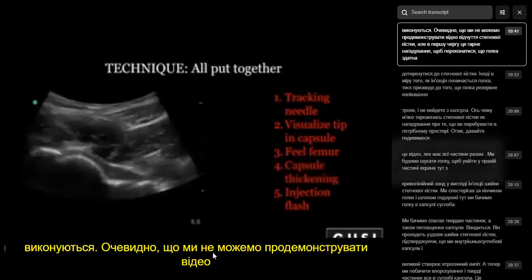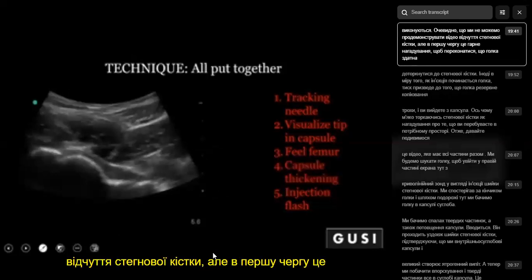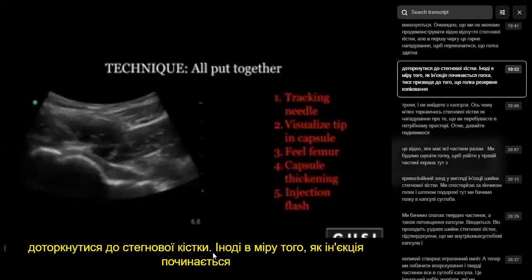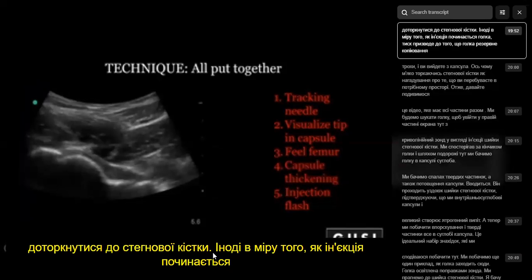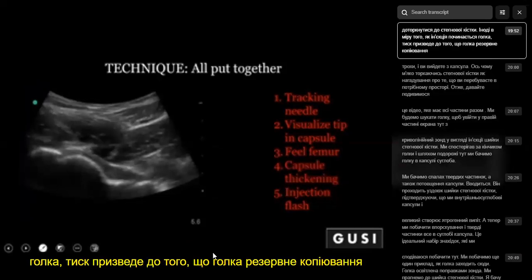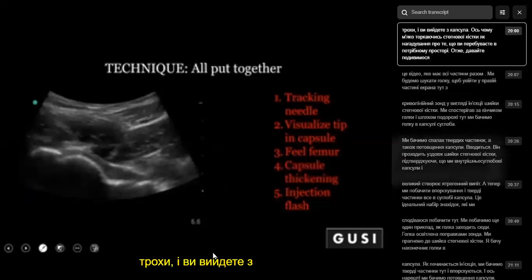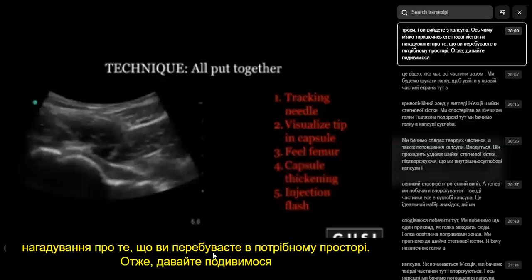Obviously we cannot demonstrate with the video the feel of the femur, but primarily it's a good reminder to make sure the needle is able to touch the femur. Sometimes as the injection begins, the needle pressure will cause the needle to back up a little bit and you'll come out of the capsule. That's why gently touching the femur is a reminder you're in the right space.